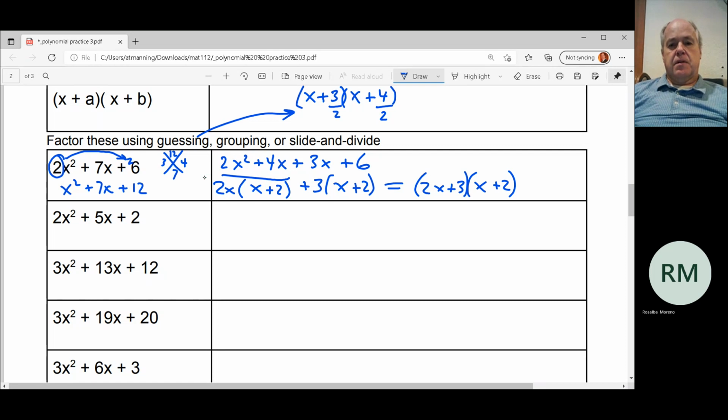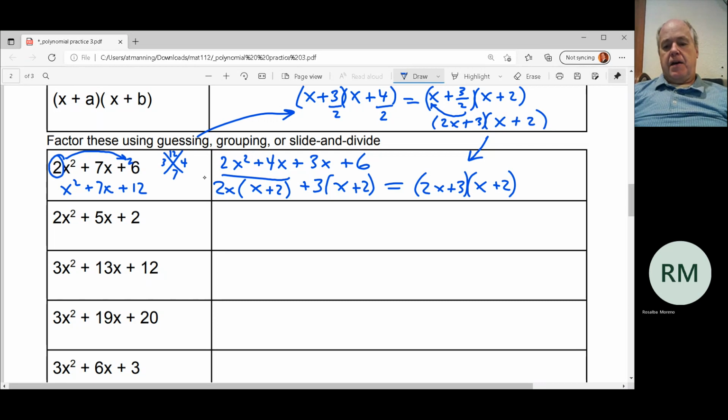So this becomes x plus 3 halves times x plus, oh look at that, x plus 2. And I can bring this 2 from down here, basically slide it back here and make that 2x plus 3 times x plus 2. And lo and behold, look at that. It's the same as how I got it by grouping.